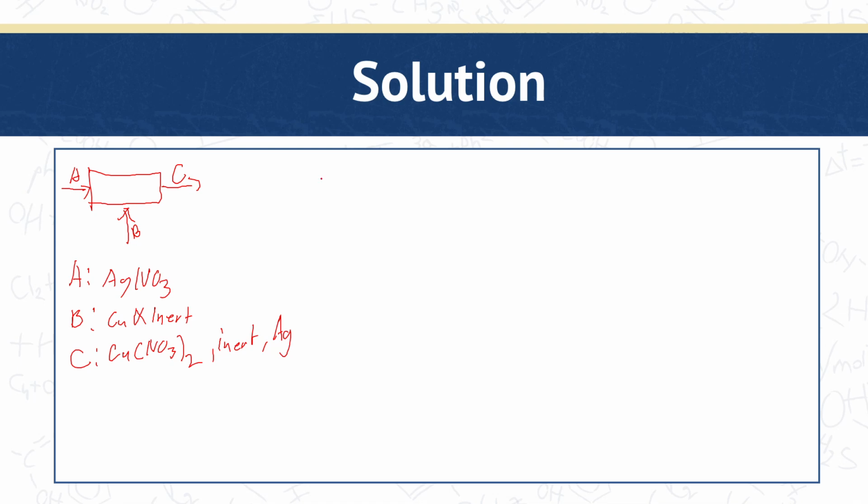First, we are given the mass of copper at the end, not at the start. So we know the mass of copper in B. That means copper in B is equal to 50 kilograms. But we have to convert this into moles.